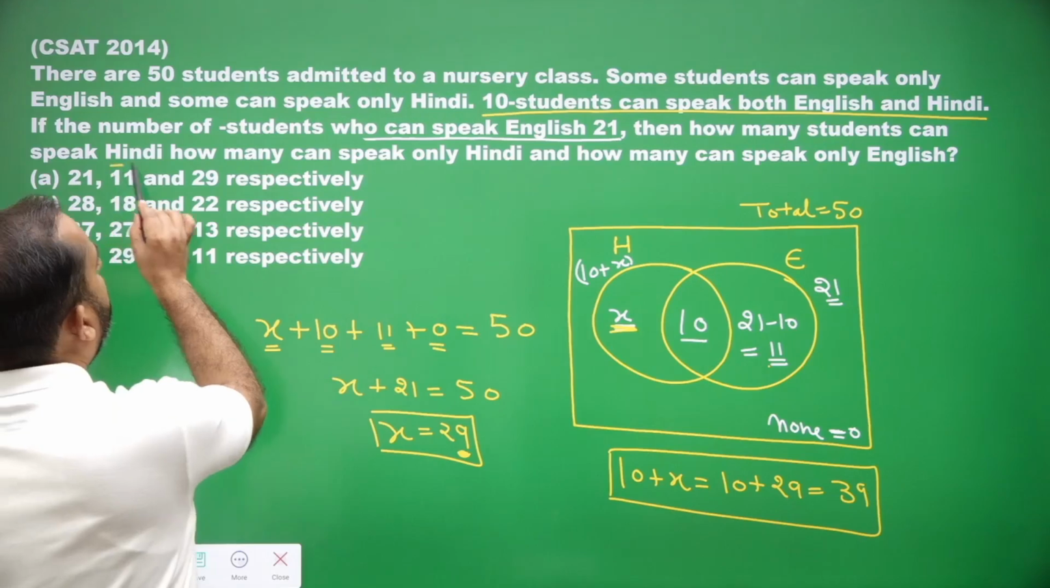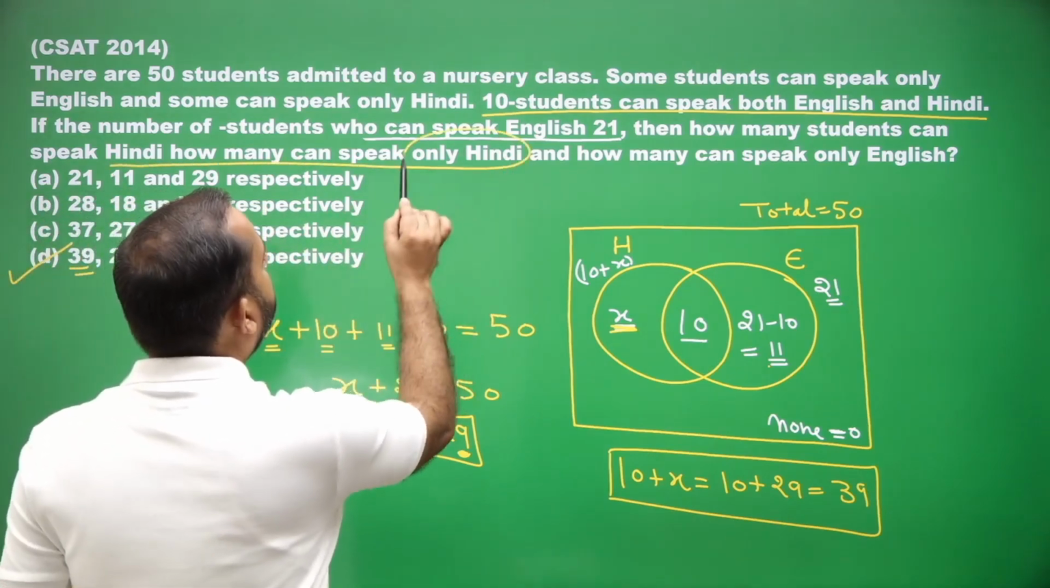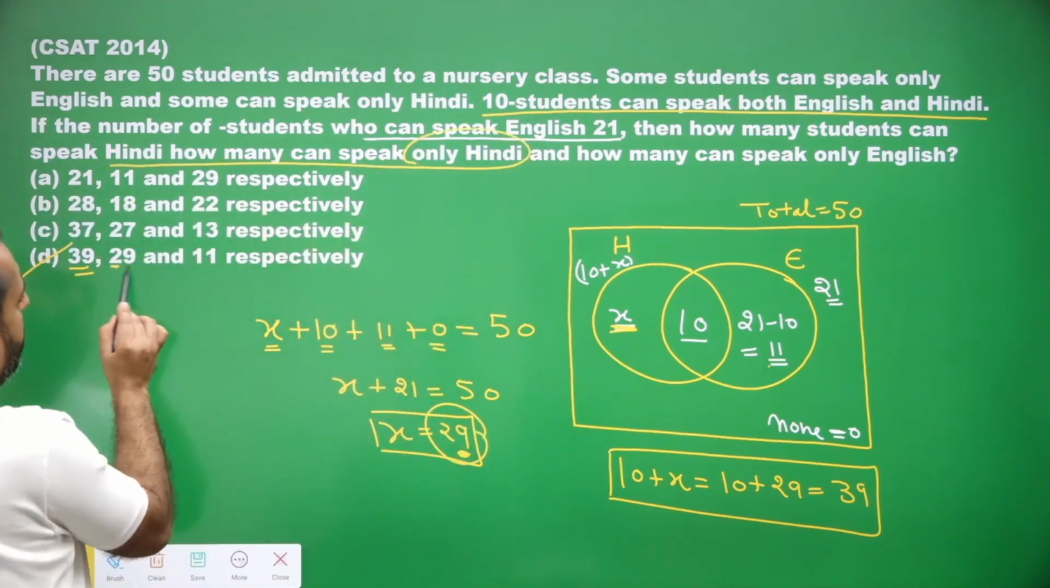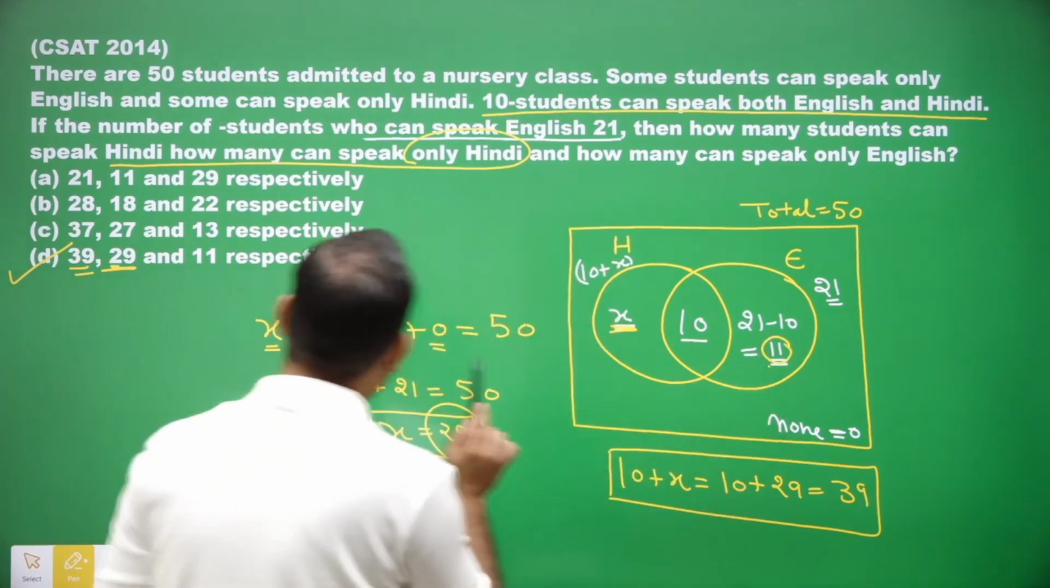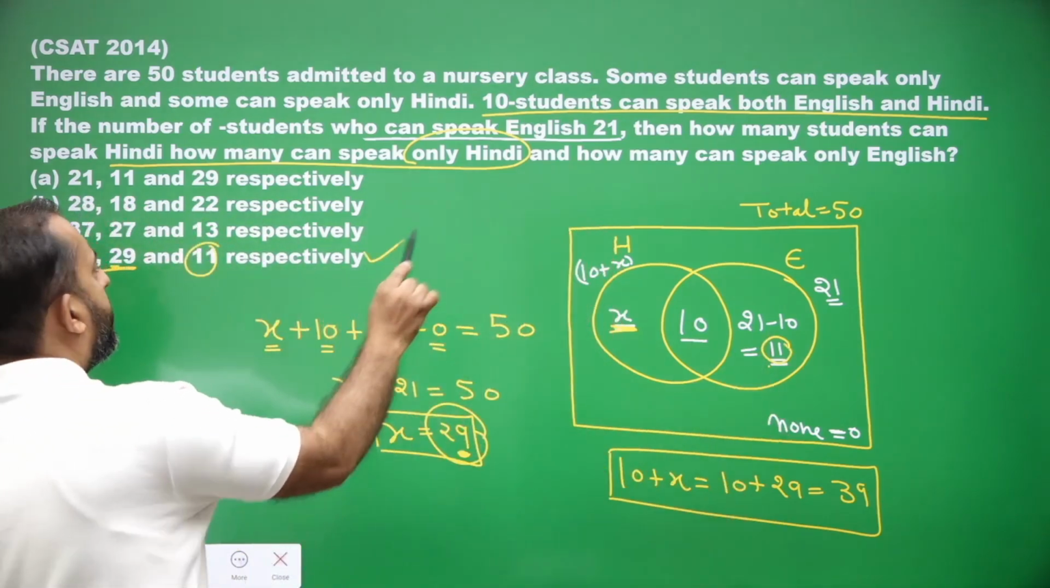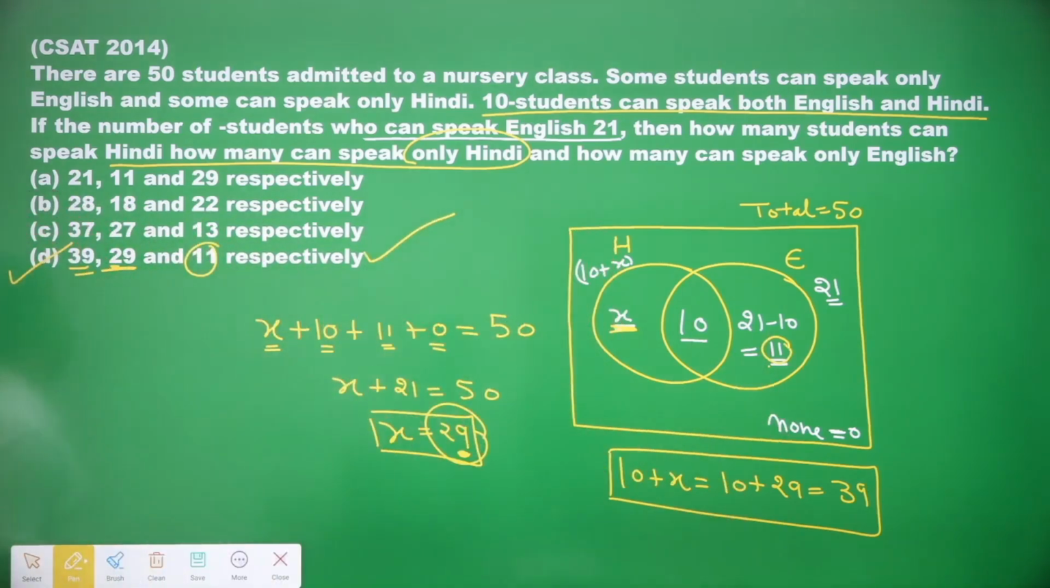How many can speak only Hindi? Only Hindi is 29. And how many can speak only English? Only English is 11. Hence, option D is the right choice here. Kindly make a note of it.